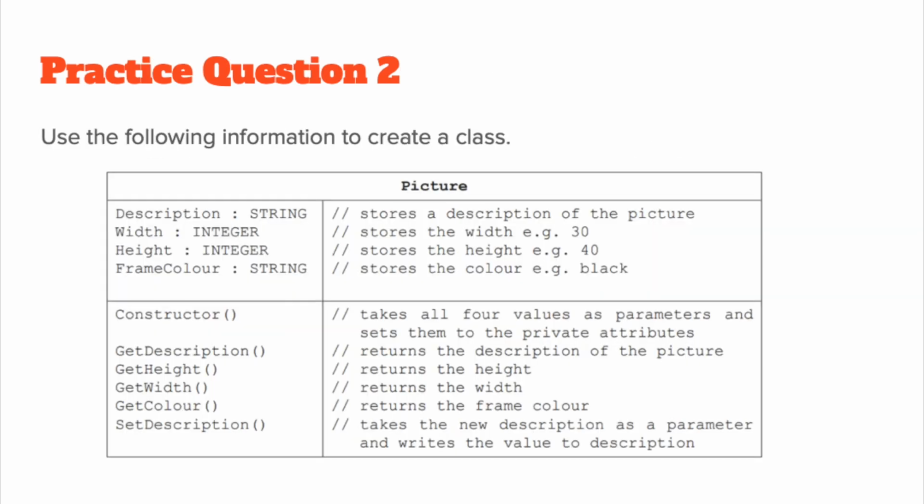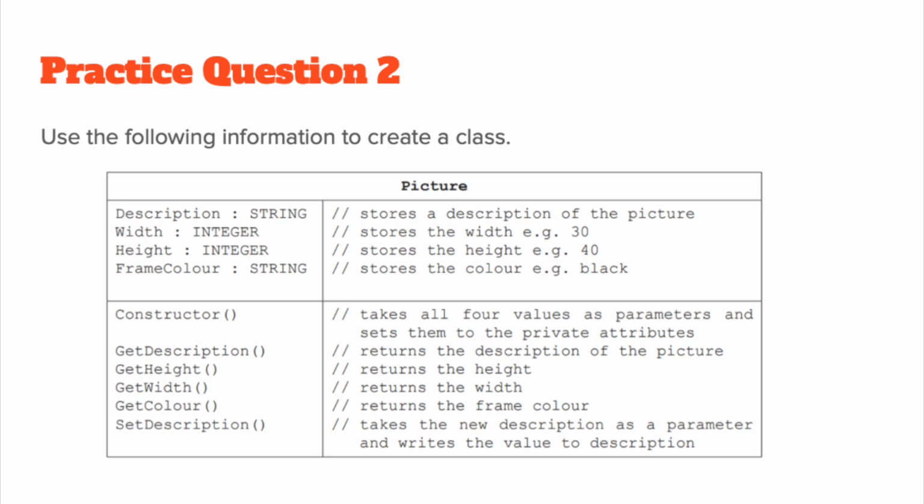Okay, let's move on to practice question 2. We're going to use the following information to create a class. We've got description, string, width, integer, height, integer, frame color is a string. We're going to create the constructor. What's that? Hopefully you remember it's the 2 underscore init if it's private, or 1 underscore init if it's public. We're going to have some methods called get description, get height, get width, get color, and set description.